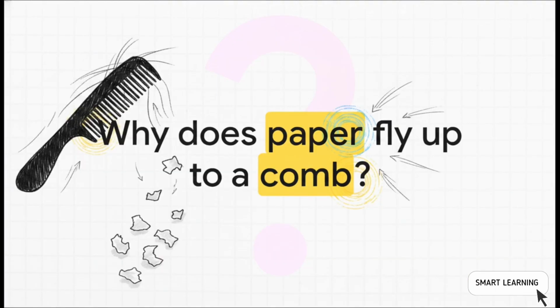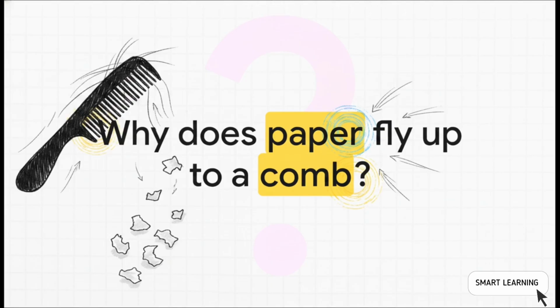To get us started, I want you to picture a classic, totally relatable everyday mystery. Have you ever run a plastic comb through your dry hair, brought it near some tiny torn-up pieces of paper on a desk, and just watched as those pieces magically leap up and stick to the comb? It looks like gravity has just been temporarily switched off. And what's even weirder is that sometimes, right after they touch the comb, they suddenly shoot away from it. No way, right? Why does this happen?